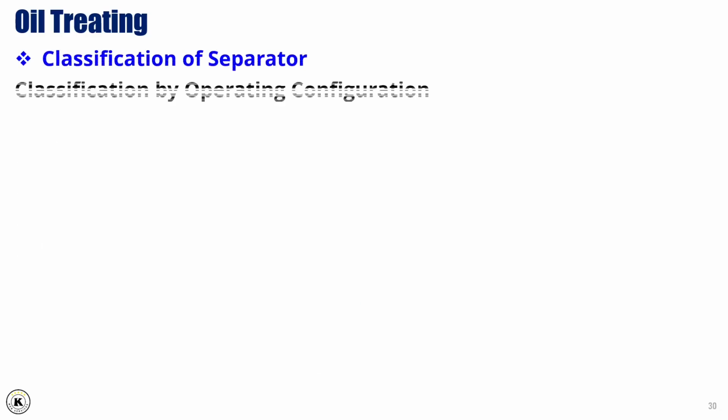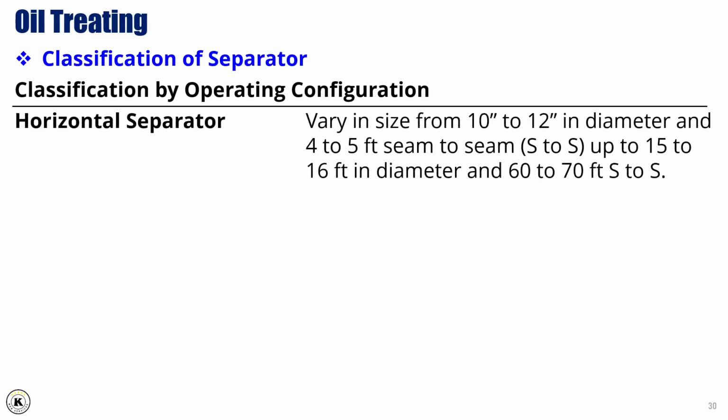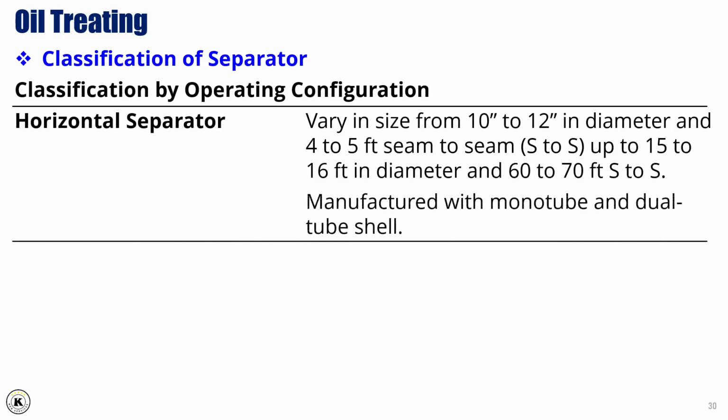Now let's look at the classification of separators based on their operating configuration. First, we have the horizontal separator, which can range from about 10 to 12 inches in diameter and 4 to 5 feet seam to seam, all the way up to 15 or 16 feet in diameter and 60 to 70 feet seam to seam. These are usually manufactured with either monotube or dual-tube shells.